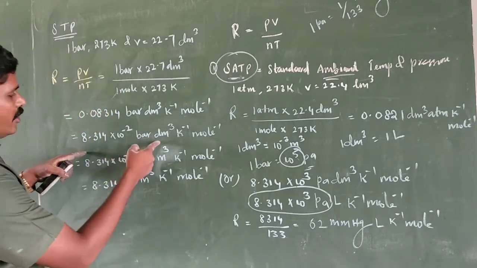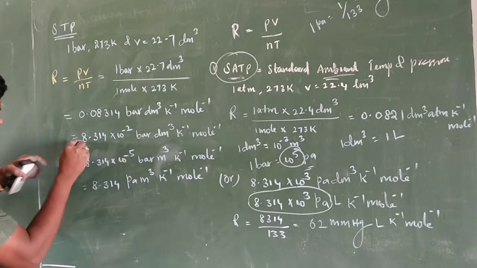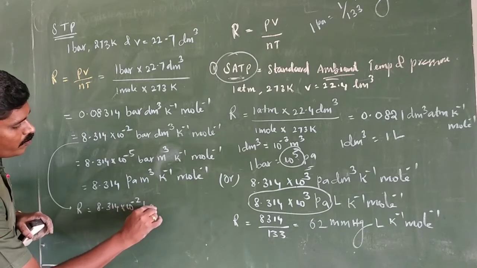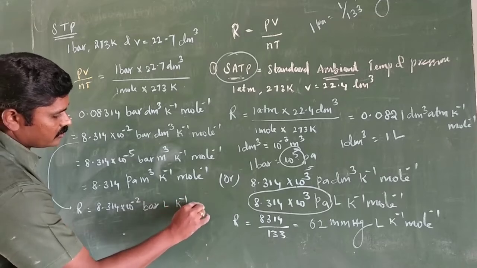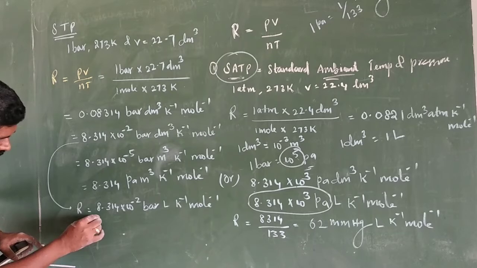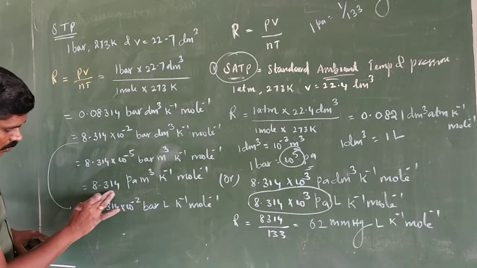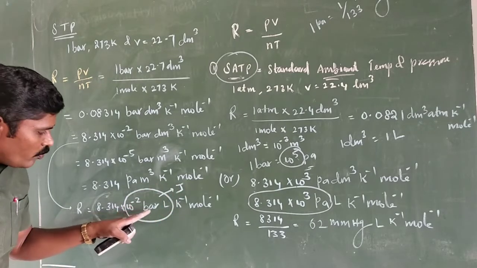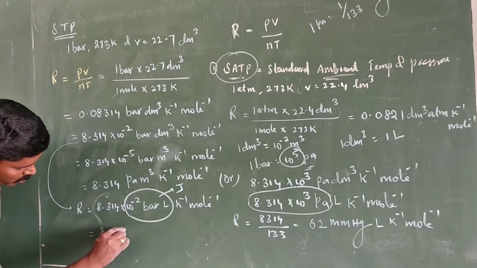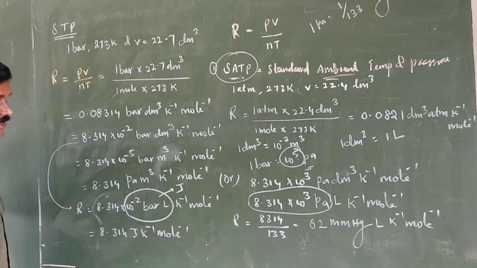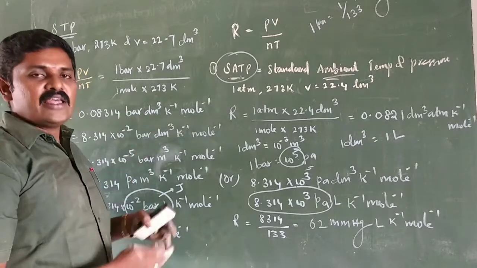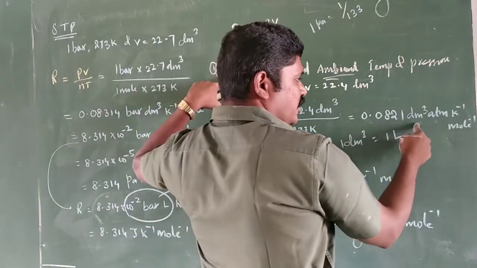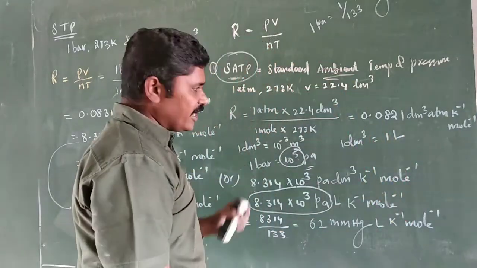Next, 8.314 into 10 power minus 2 bar liter Kelvin inverse mole inverse. Here 10 power minus 2 bar liter is equal to joule. So that is equal to 8.314 joule Kelvin inverse mole inverse. So the unit of pressure is different, and the R values are also different. In SATP condition, the R value is 0.0821 decimeter cube atm Kelvin inverse mole inverse.